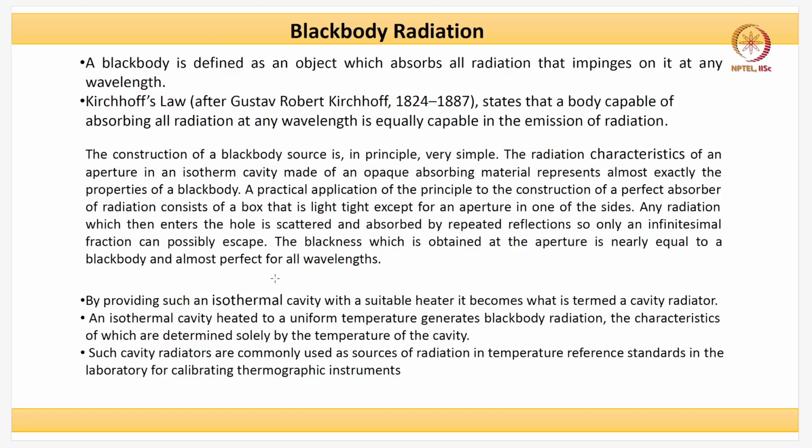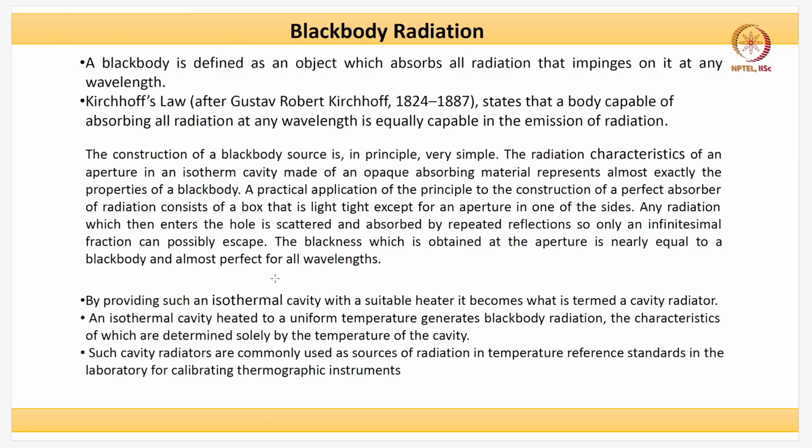Any radiation which enters this hole is scattered and absorbed within the box by repeated reflections, and only an infinitesimal fraction can actually escape. So the blackness obtained at the aperture is nearly equal to that of a blackbody, almost perfect for all wavelengths. So this is how you normally construct it: you construct a box with a small aperture.